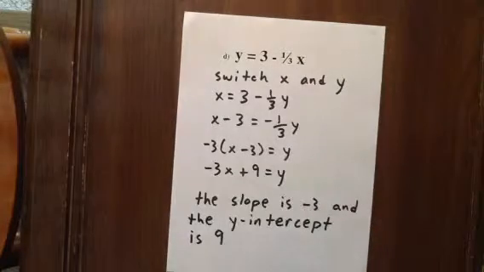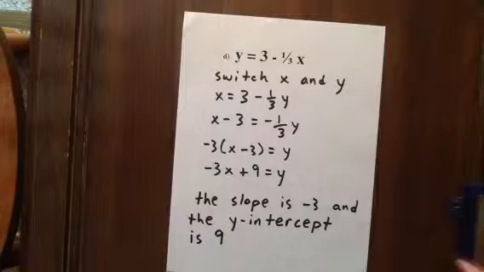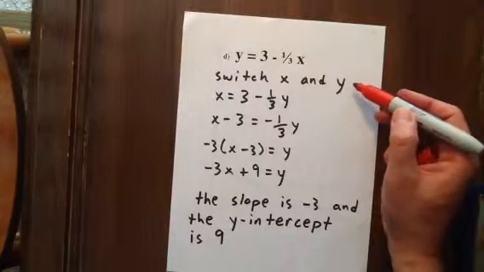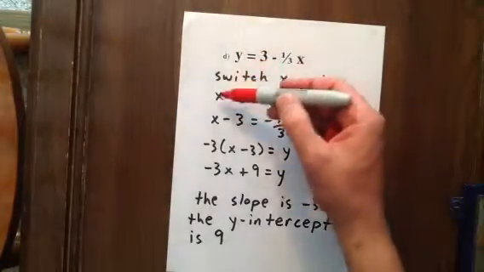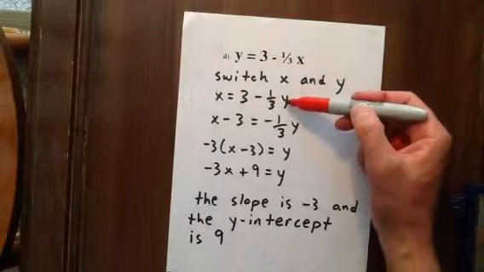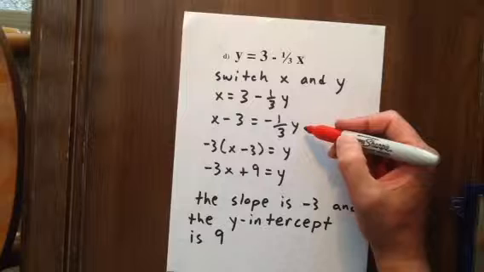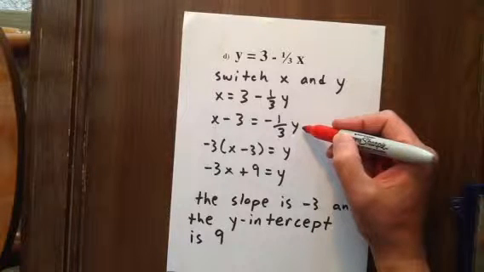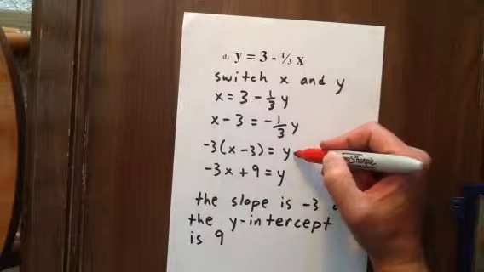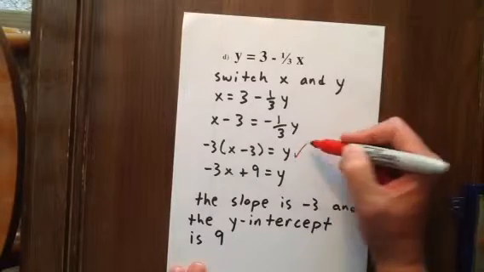Okay. And last but not least, we've got y equals 3 minus 1/3 x. What we're going to do is switch x and y. So we'll have x equals 3 minus 1/3 y. And we're going to do our best here to isolate for y. So subtracting 3 from both sides, and then multiplying both sides by -3 gives us this equation right here.